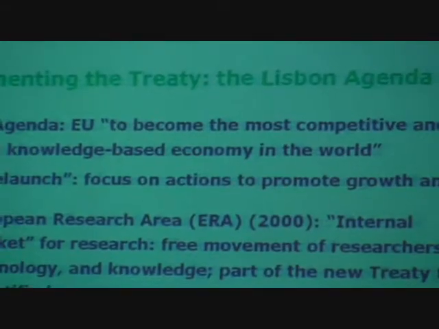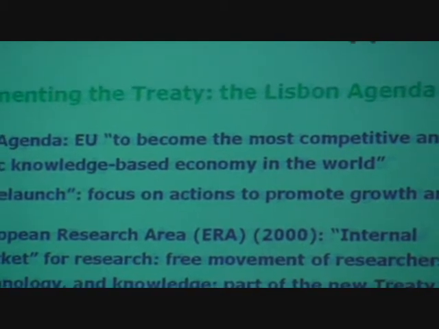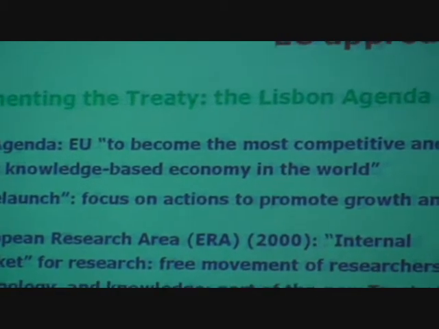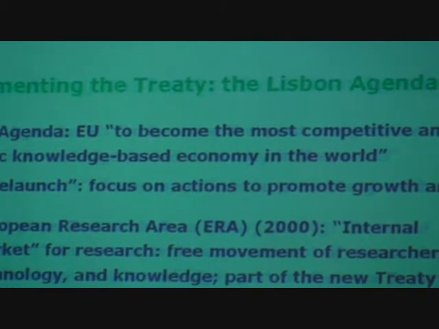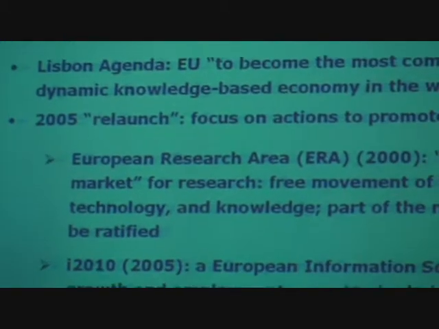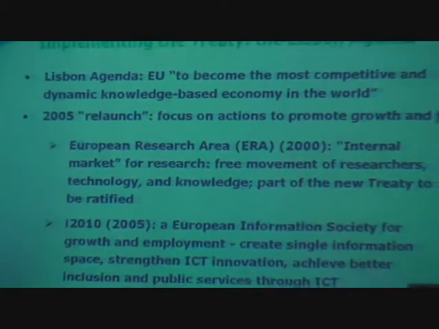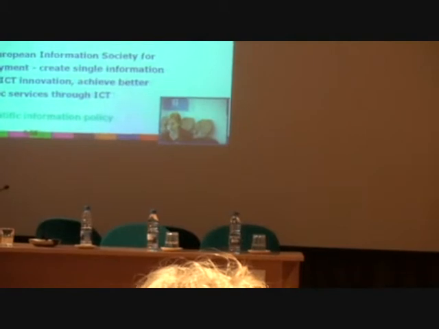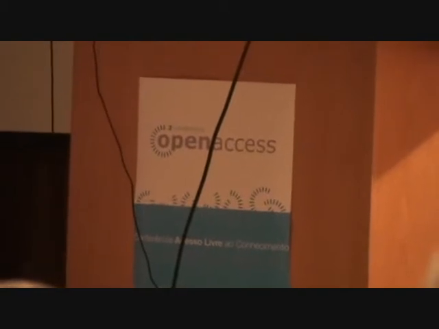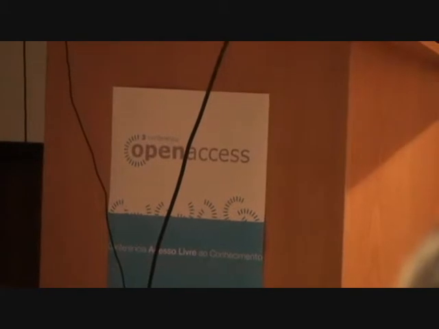And then there's another pillar, which is i2010, a European Information Society for Growth and Employment. And here the idea is to create a single information space to strengthen ICT innovation and to achieve a better inclusion for ICT. So these two, the European Research Area and i2010, are the two main pillars via which the European Commission implements its policies on access to scientific information.